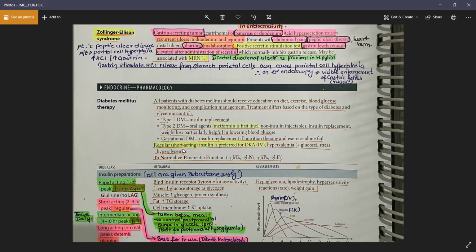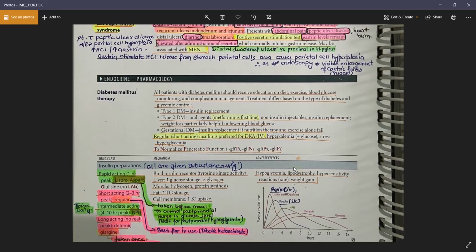For gestational diabetes mellitus, you will do nutrition therapy and exercise first. If the exercise and the nutritional changes fail, you will give the patient regular insulin. Very important. Okay, and that's all.